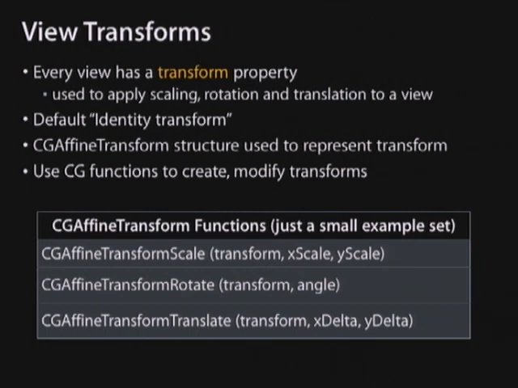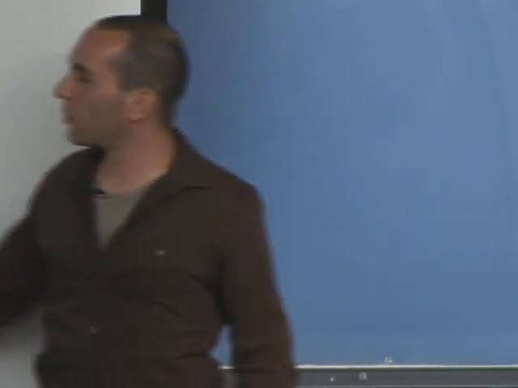The structure for doing this is the CG affine transform. There's a few different things you can do here. You can scale, you can rotate, and you can translate. And then you can look at these on your own time. So scale takes an X and a Y scale. Rotate takes an angle. And translate is position offset. I believe that angle is in radians.